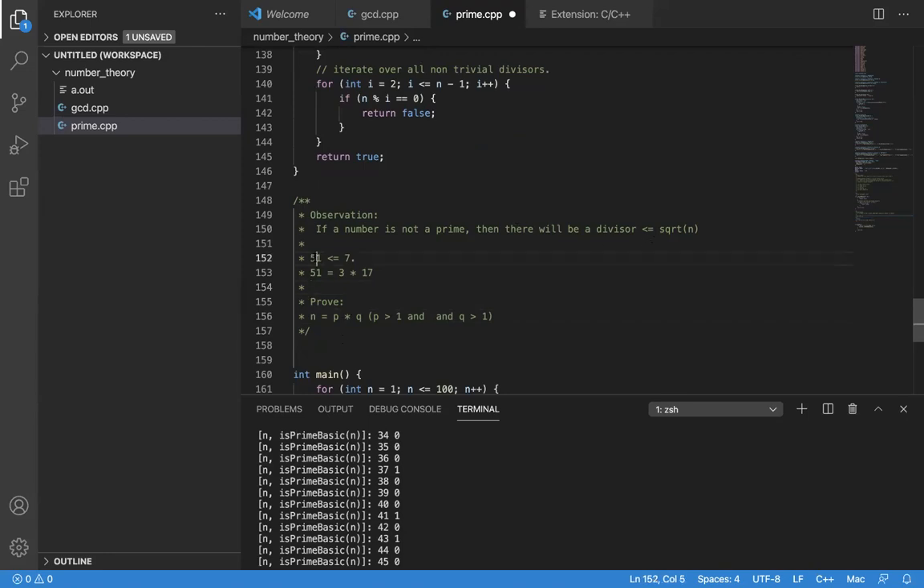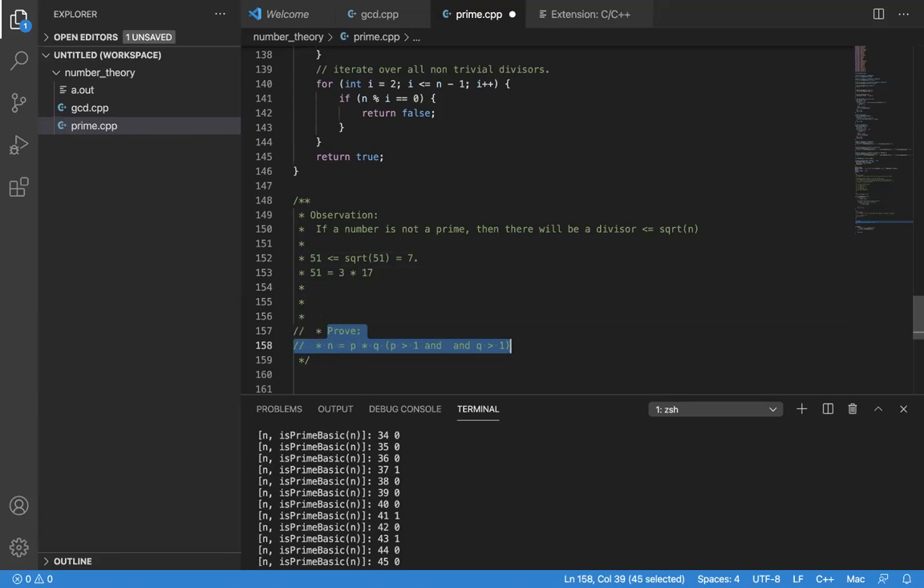For example, 51 is not a prime number. So there will exist a divisor of 51 which is less than or equal to square root of 51, which is about 7. So there will exist a divisor which is less than 7. For example, 51 can be written as 3 times 17. You can prove it in the following way. Suppose you have a divisor d which divides n. If d is less than or equal to square root of n, my property is true by default.